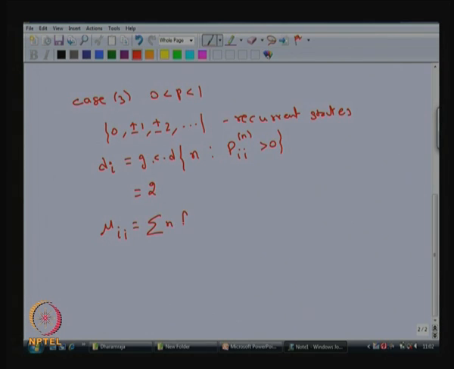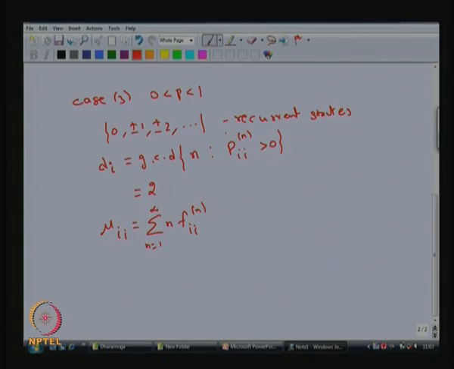that is going to be the sum of n times Fii of n. You need the value, but in some examples it is possible, by supplying the value of p or the range in which you can conclude whether this is going to be a finite quantity or an infinite quantity. Based on the range of p, you can conclude these recurrent states are going to be positive recurrent or null recurrent.